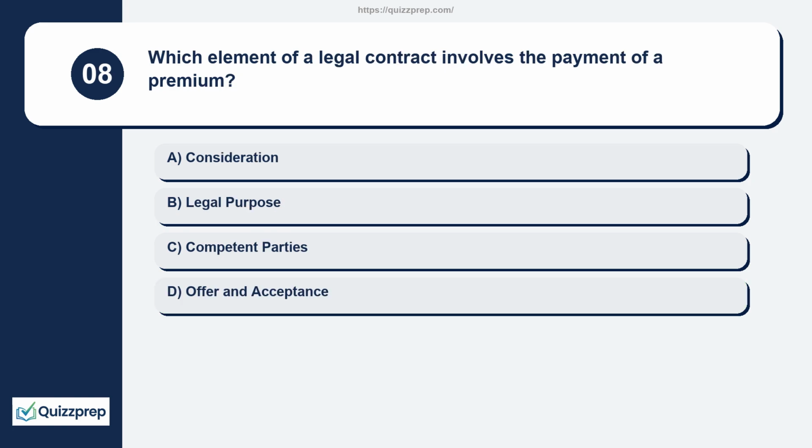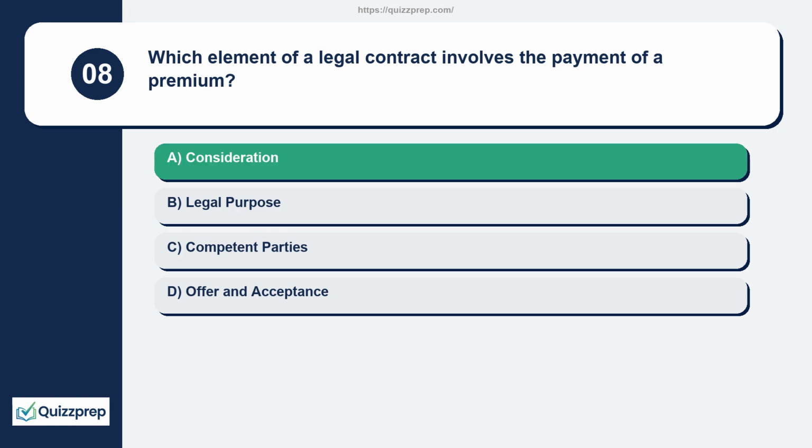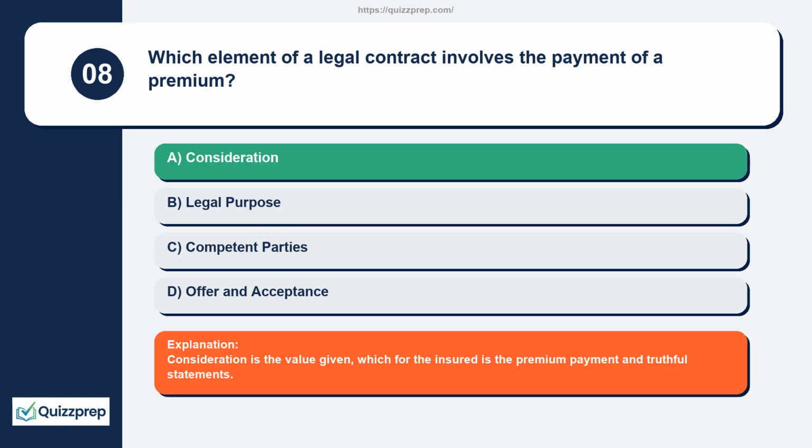Question 8. Which element of a legal contract involves the payment of a premium? Consideration, legal purpose, competent parties, offer and acceptance. Consideration is the value given, which for the insured is the premium payment and truthful statements.